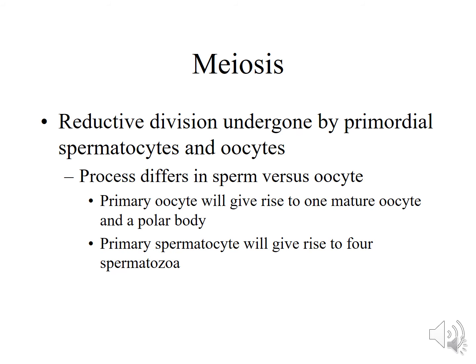Meiosis. Meiosis is a reductive division undergone by premature spermatocytes and oocytes. The process differs in sperm versus oocyte. The primary oocyte will give rise to one mature oocyte and a polar body, whereas the primary spermatocyte will give rise to 4 spermatozoa.